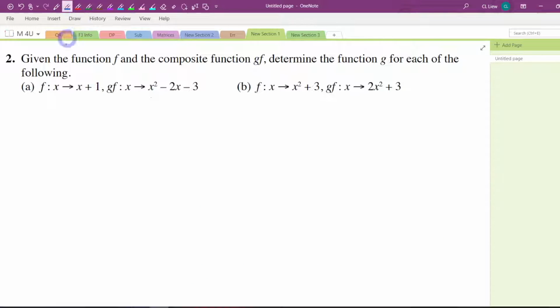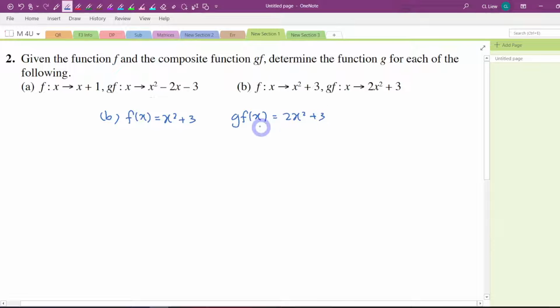Let's try another question. Given the function f and the composite function gf, determine the function g for each of the following. Now, I will show you part B. f of x given by the question is equal to x squared plus 3, and g of f of x is equal to 2x squared plus 3. So f is the first function, g is the second function, and the question asks us to find g, which is the second function. So this one you have to be more careful, it's easier for you to make mistakes.